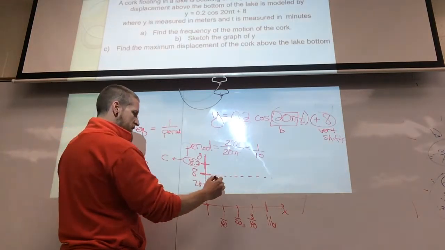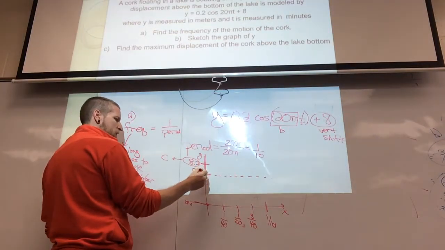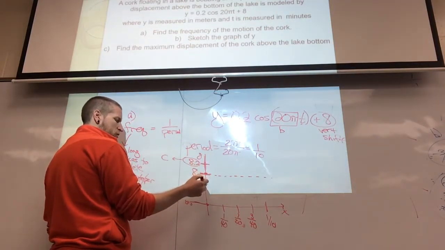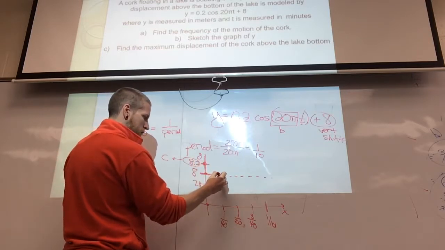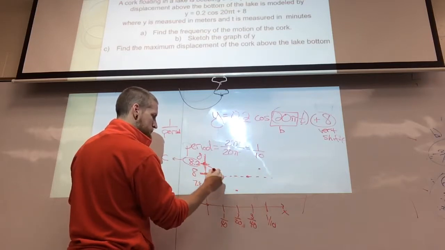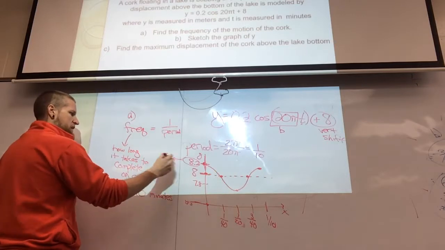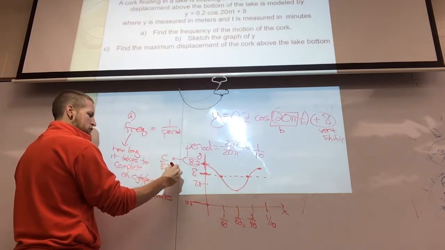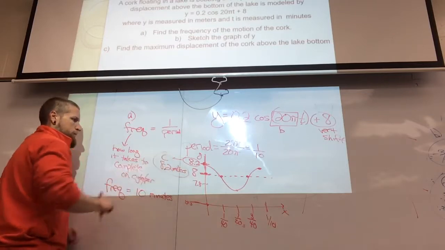Let's see, to finish sketching this, does cosine start at the middle line, or does it start at the highest or lowest? Highest. So I'm starting here, there, there you go. So that'd be B, C would be 8.2 meters.